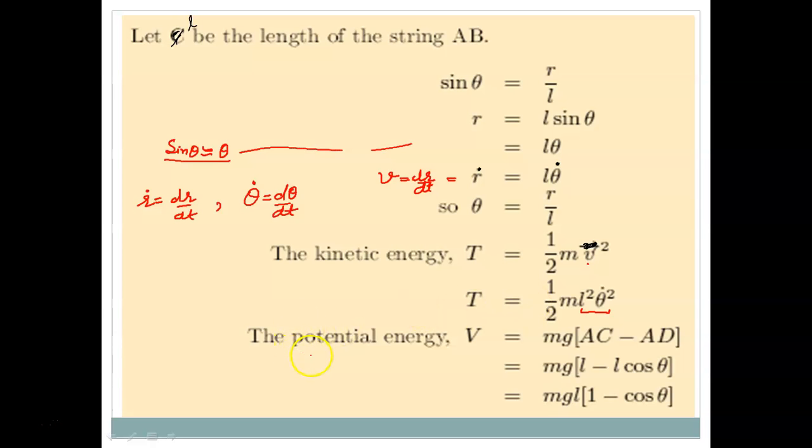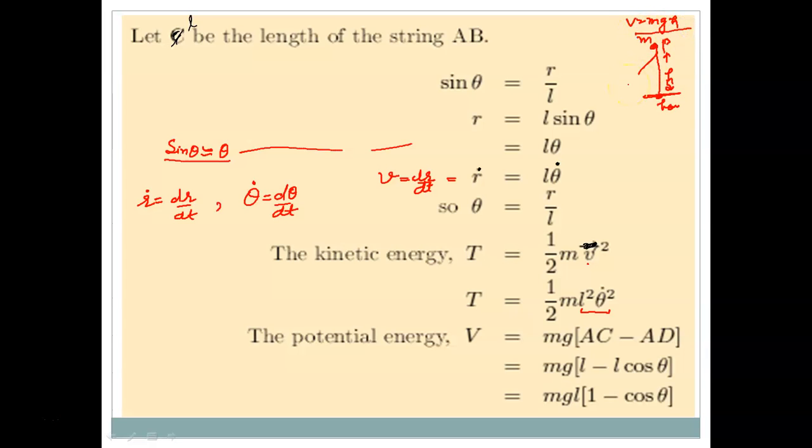Now we have to determine the potential energy V. You know that if a particle of mass m is at a height h from the ground or from the horizontal position, then the potential energy V is given by mgh. So this is the formula for the potential energy.